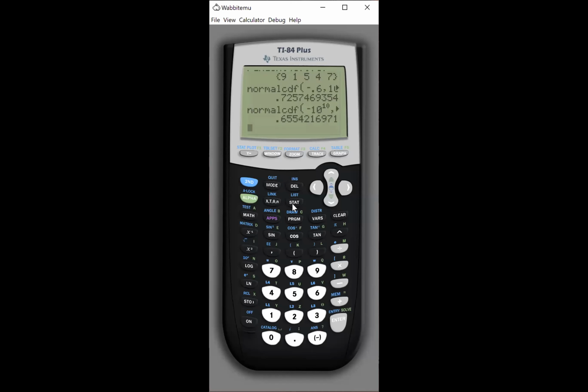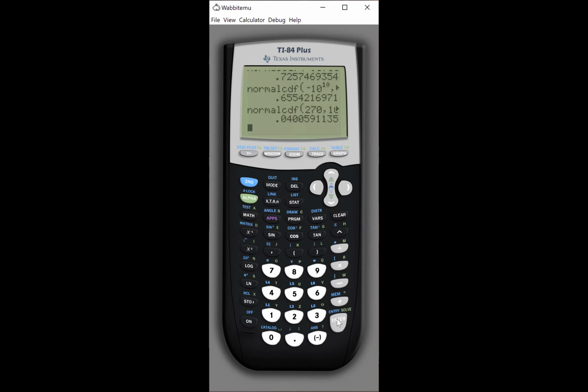Turn it on, go to second, vars, and go to normal CDF. For this one, the lower bound is 270. The upper bound is 10 to the 10 power. My mu was 266. My sigma in this case will be 16 divided by square root of 49, and you could put 7, because the square root of 49 is 7. So go to paste, then enter.